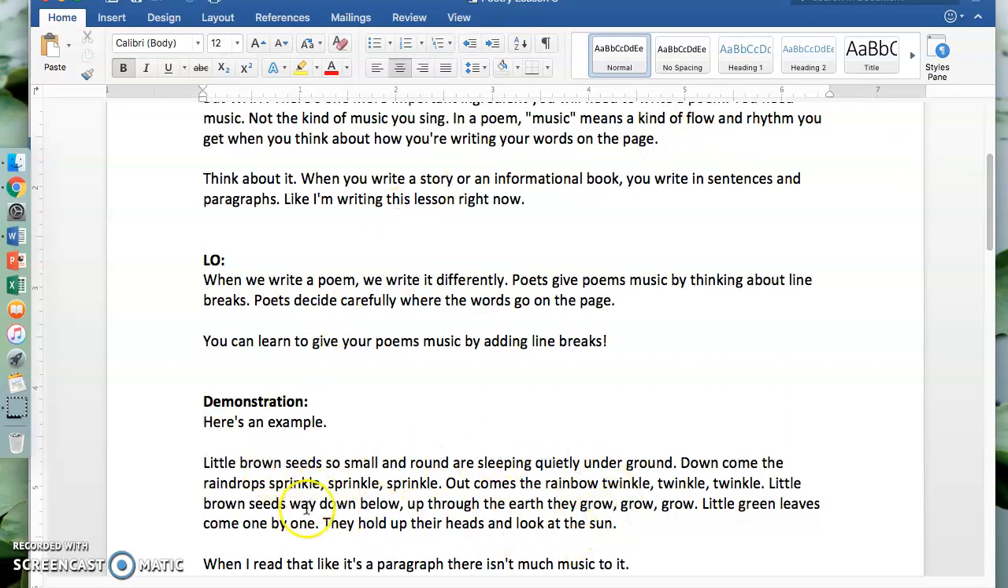right here. Little brown seeds so small and round are sleeping quietly underground. Down come the raindrops, sprinkle, sprinkle, sprinkle. Out comes the rainbow, twinkle, twinkle, twinkle. Little brown seeds way down below. Up through the earth they grow, grow, grow. Little green leaves come one by one. They hold up their heads and look at the sun. When I read that like it's a paragraph, there isn't much music to it.